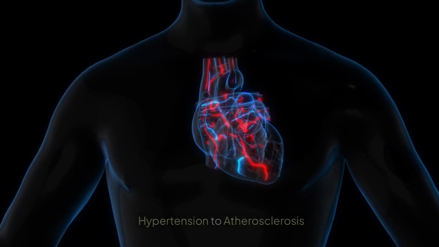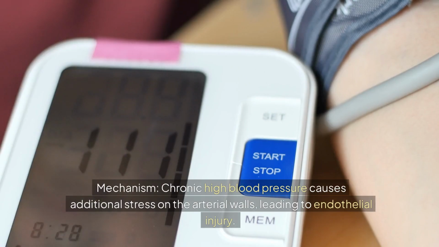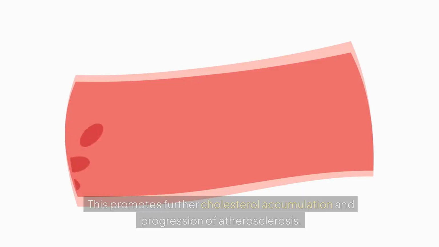Hypertension to atherosclerosis. Mechanism: chronic high blood pressure causes additional stress on the arterial walls, leading to endothelial injury. This promotes further cholesterol accumulation and progression of atherosclerosis.